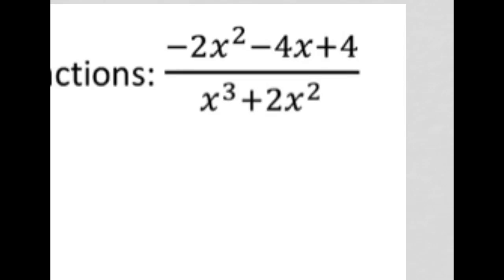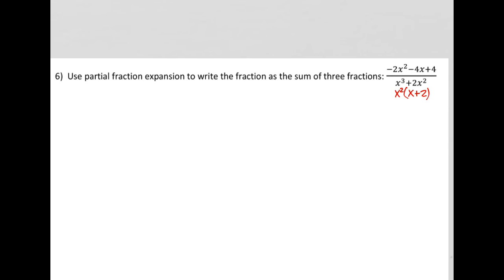Well, x cubed and x squared have x squared in common, so I can pull that out. X squared, what am I left with in my first term? Well, I'm left with x. What am I left with in my second term? I'm left with 2. If I multiply that x squared back in, I'd get x cubed plus 2x squared. So that's good.